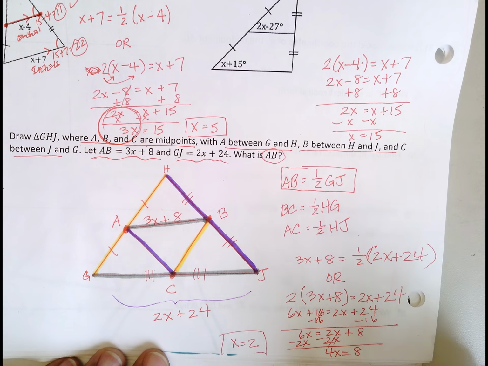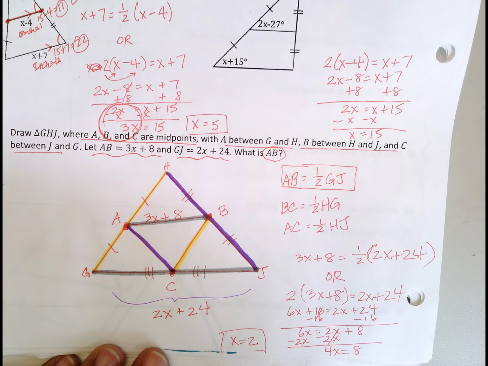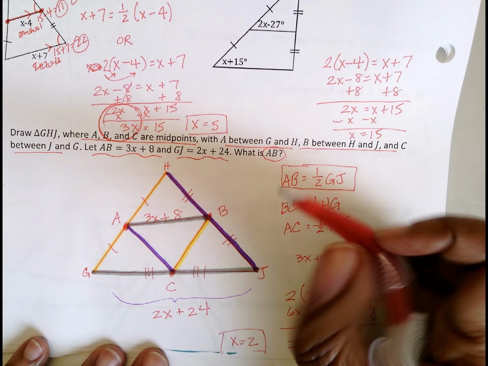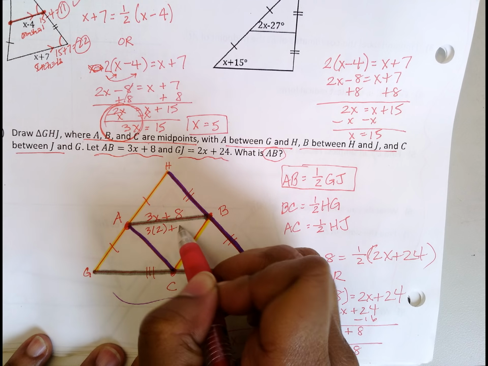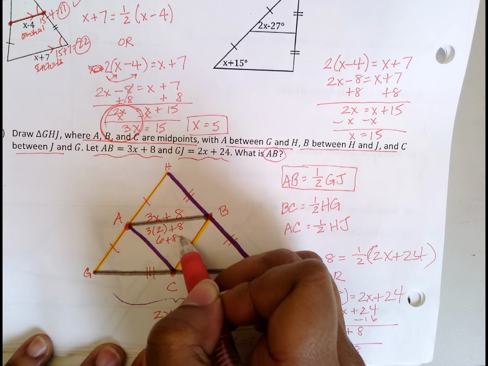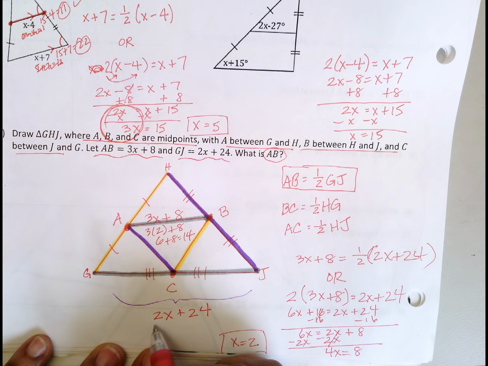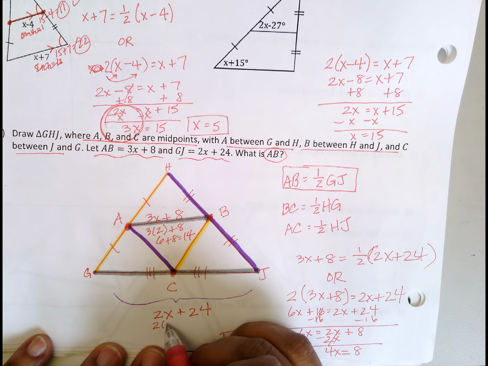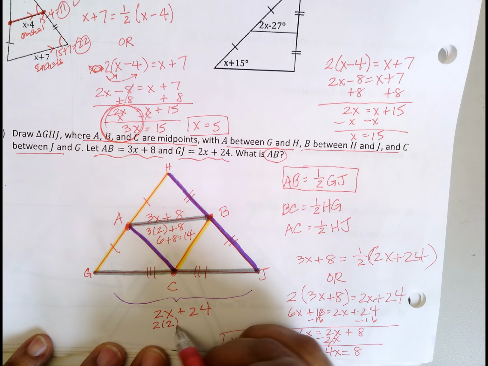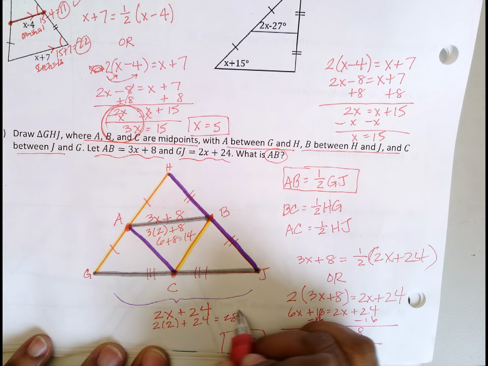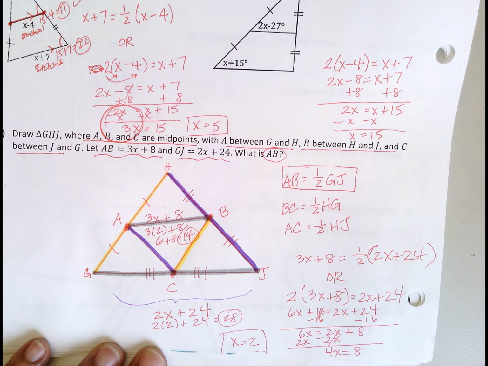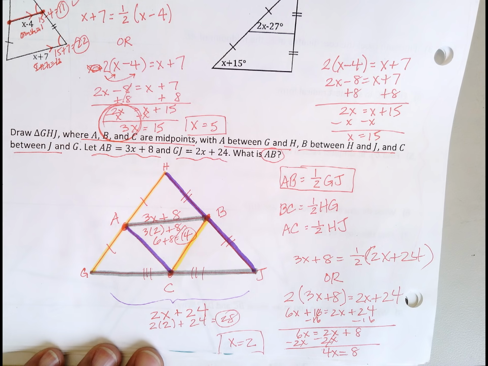Now, let's plug it in to make sure I didn't make any mistakes like I did last time. So if I take 3 times 2 plus 8, that's 6 plus 8, which is 14. And then I'm going to do 2 times 2 plus 24, which is 4 plus 24, which is 28. And we know 14 is half of 28, so it checks out.